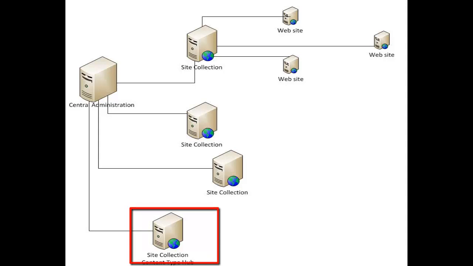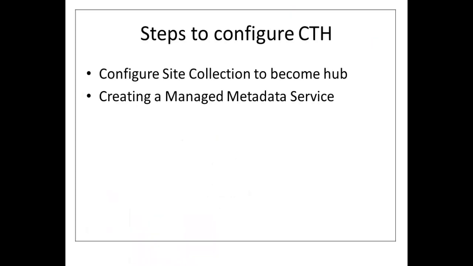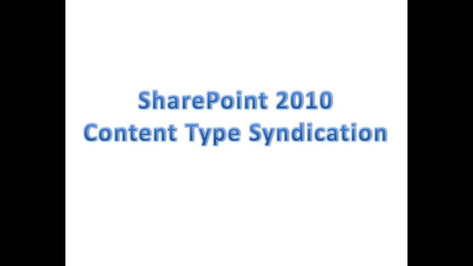There are only 2 steps required to do this. First, activate the content type syndication hub feature. Once this is done, we go to Central Administration and configure or create a managed metadata service. With these 2 steps completed, the next step will be to test the configuration to make sure it works.